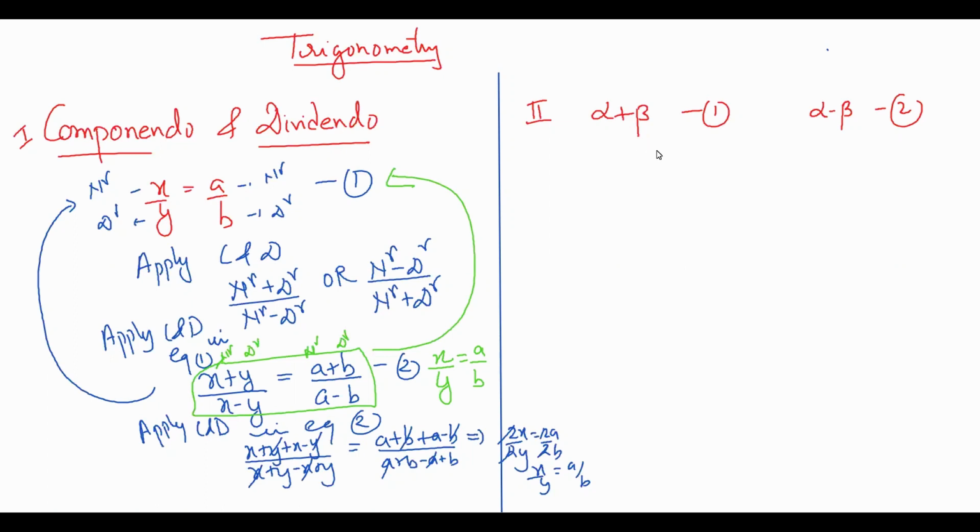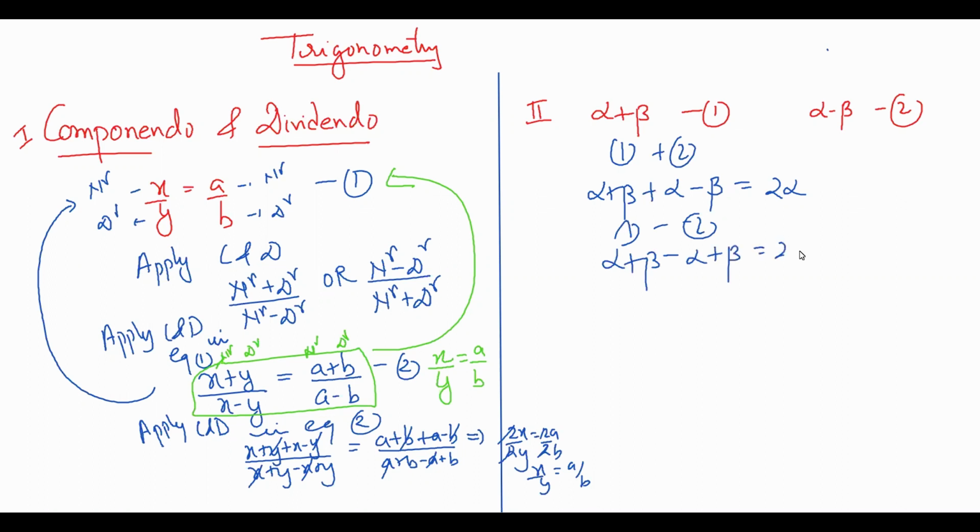Now what else is written here? Alpha plus beta and alpha minus beta. If I add these two, that is 1 and 2, I get 2 alpha. And if I subtract these two, then I get 2 beta. So you will be able to make out that whenever alpha plus beta and alpha minus beta are given, by adding I get 2 alpha, and by subtracting I get 2 beta.